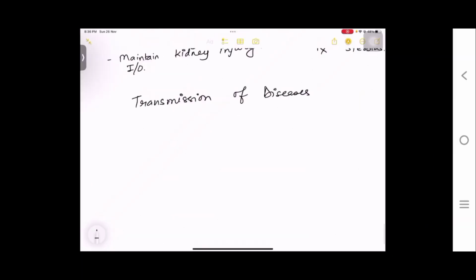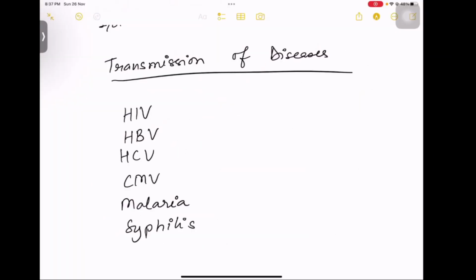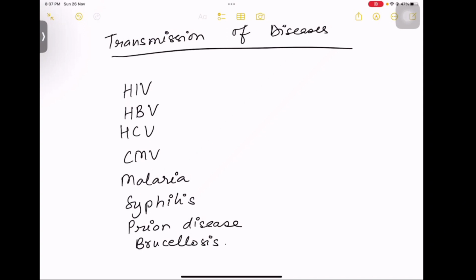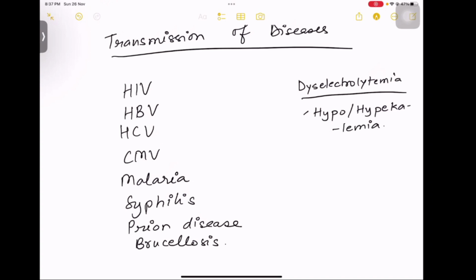Now, the next complication of transfusion is the transmission of diseases that is HIV. So, if the blood of the patient who is having HIV, HBV, HCV, CMV, malaria, syphilis, prion disease or brucellosis has been given to a healthy patient, then such infections can occur. And the last complication of transfusion, blood transfusion, is dyselectrolytemia. This can be presented with hypo or hyperkalemia and hypocalcemia.